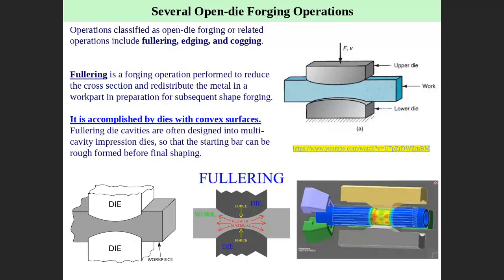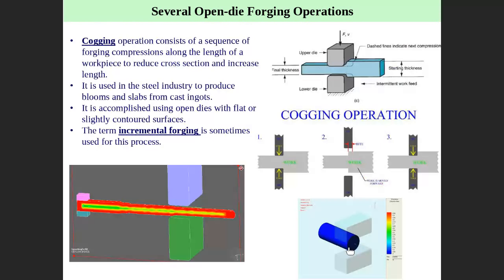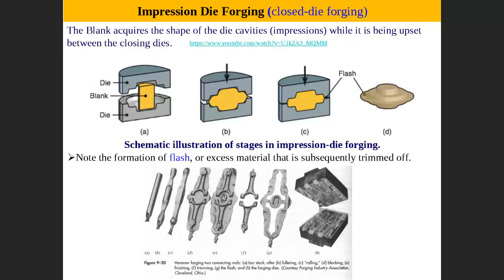So let's go back to the slides. Again, this is fullering, with a convex shape: you reduce the cross section and redistribute the material. Edging is exactly the same, but the shape of the die is different. It is a concave shape. And finally, cogging: you hammer the workpiece material, reduce the cross section, and increase the length of the work part.